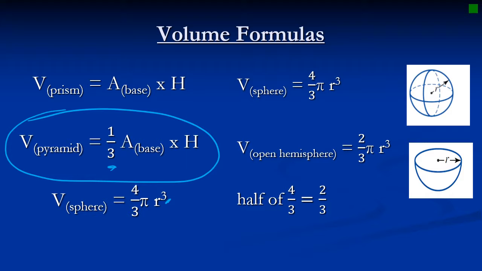Well, that follows then that the volume of a hemisphere, which means half of a sphere, is just 2/3 pi r cubed, because 2 here is half of 4.